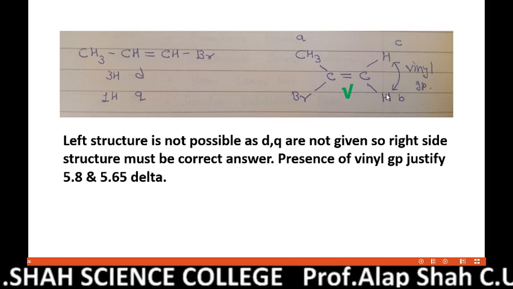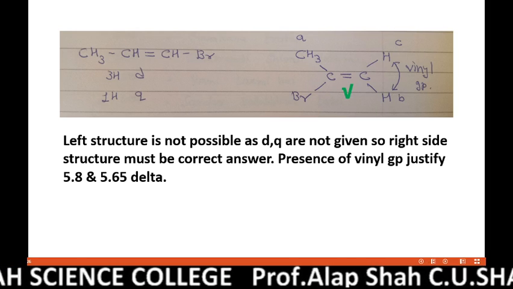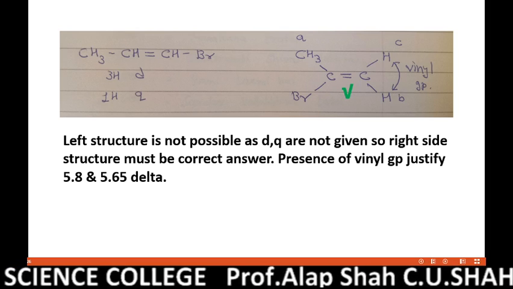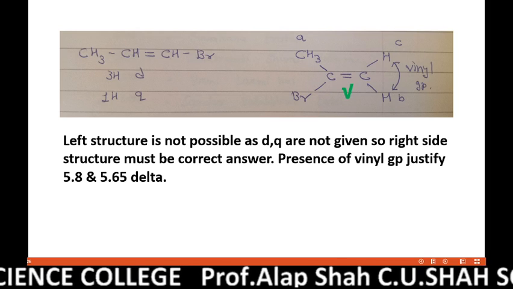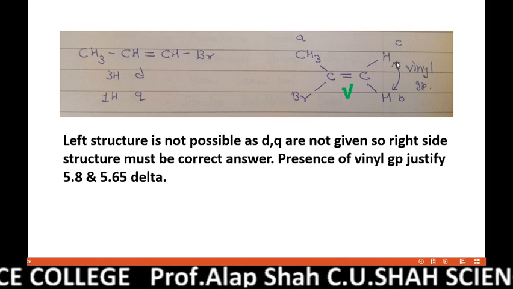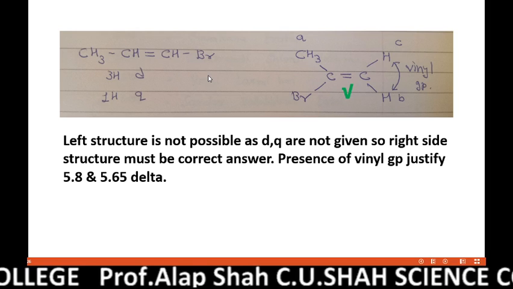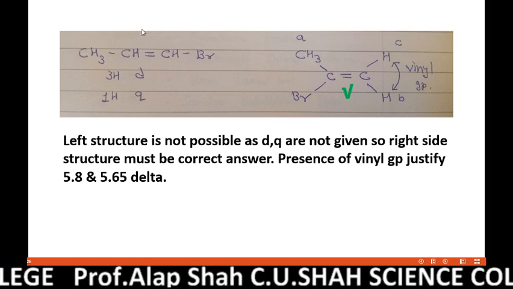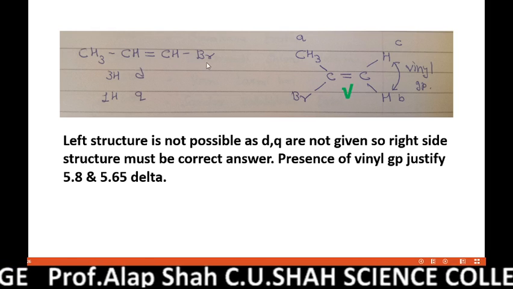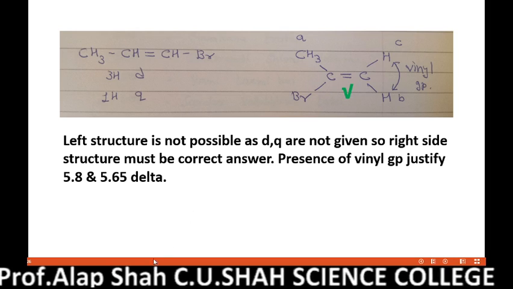So always remember that 4.5 to 6, this is the range of vinyl protons. So in our problem 5.65 and 5.8 is given. So the correct answer is this. This is a little bit tricky problem, as most of the students immediately think about the other structure. That's why I have chosen this problem. I hope that you understand it.